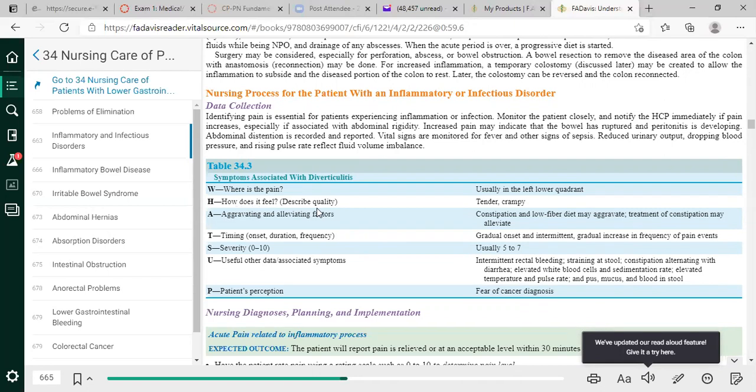We also want to know with the what's up, the A, what are the aggravating factors, what aggravates it? What alleviates it? What is the timing? How often is this occurring? How long does the pain last? What is the frequency? What's the severity on a scale of 0 to 10, 0 being no pain at all, 10 being the worst pain ever? How do you rate your pain?